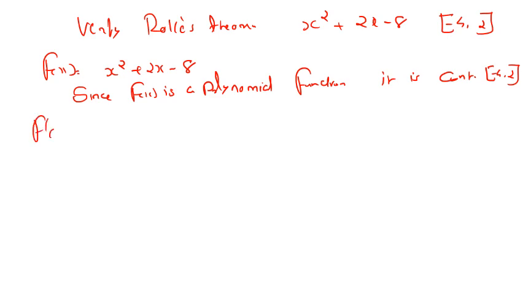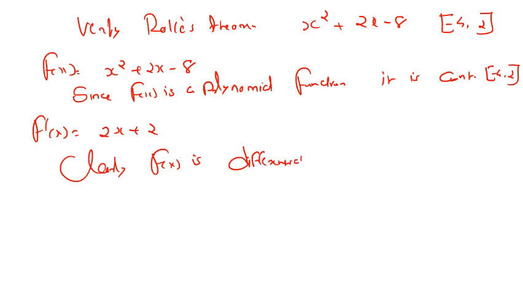Now what is f'(x)? f'(x) is equal to 2x plus 2. And this 2x plus 2 is defined in the open interval (-4, 2). That means you can find the value of this f'(x) in between -4 and 2, whatever it is. So we can write, clearly f(x) is differentiable on the open interval (-4, 2).